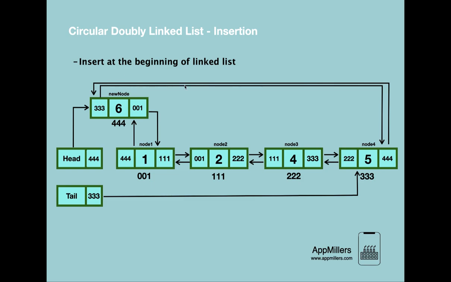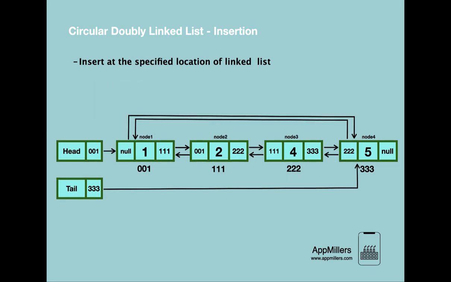Now let's continue to the second case, in which we are inserting a node at a specified location in a circular double linked list. Let's say we want to insert a node between node 2 and node 3. So once again, we will create a blank node, and then we will assign a value to it. So in our case, the value of this new node over here is 20. And the physical location of this node is 555. So the next thing is we need to update the previous and next reference of this node to point to node 2 and to point to node 3.